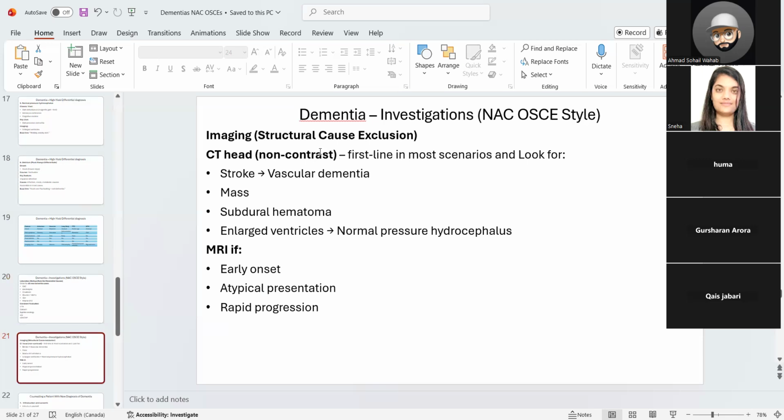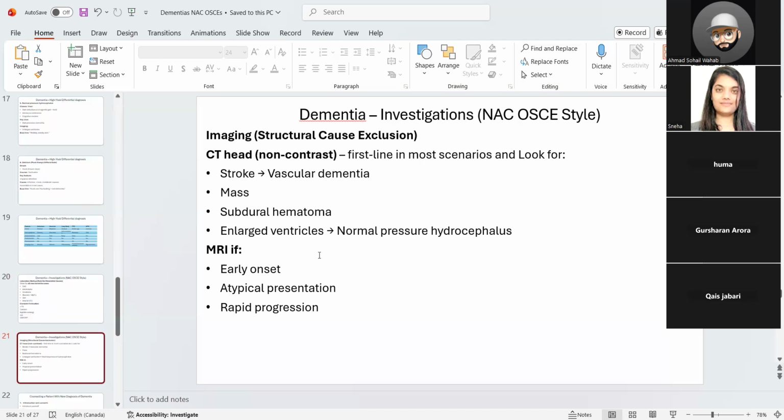Imaging, we do imaging for dementia. We do CT head in cases of dementia to rule out structural causes. CT head without contrast is first line, and in most scenarios, it can diagnose the cause of dementia if there is any. We look for signs of stroke, usually hemorrhagic stroke, which would be vascular dementia, masses, hematomas, ventricle size. If they are enlarged, then it points towards NPH or normal pressure hydrocephalus.